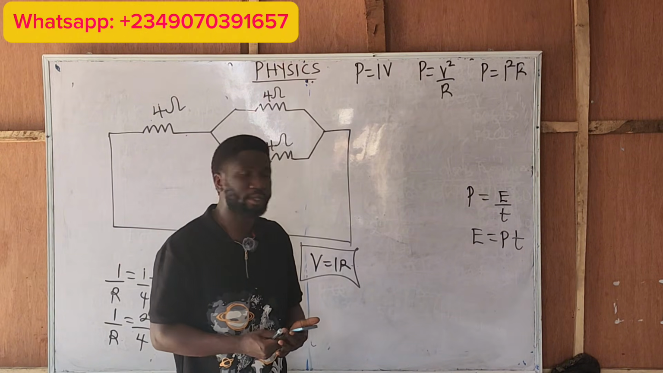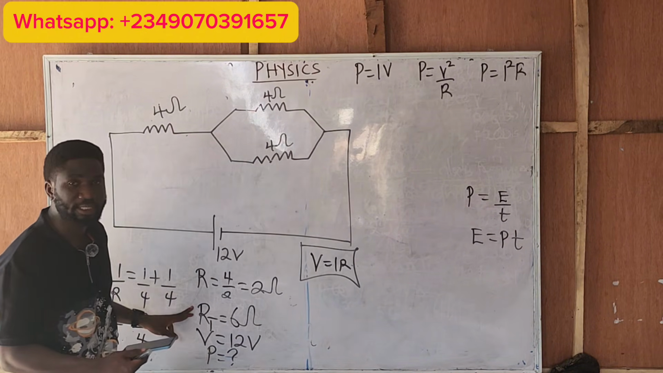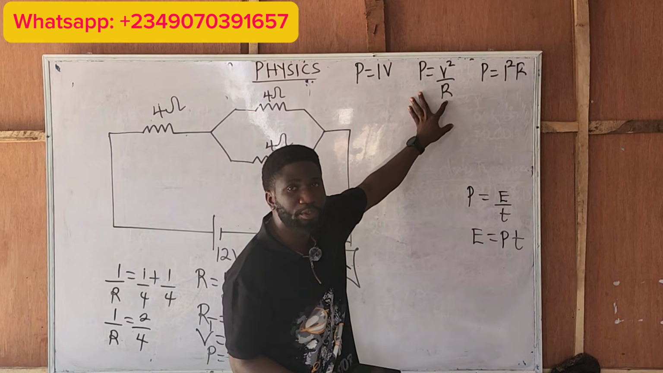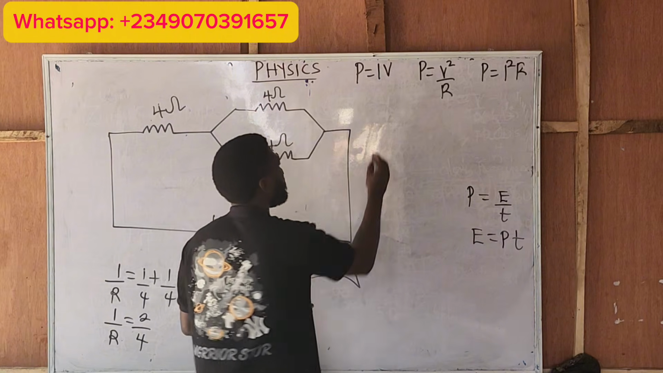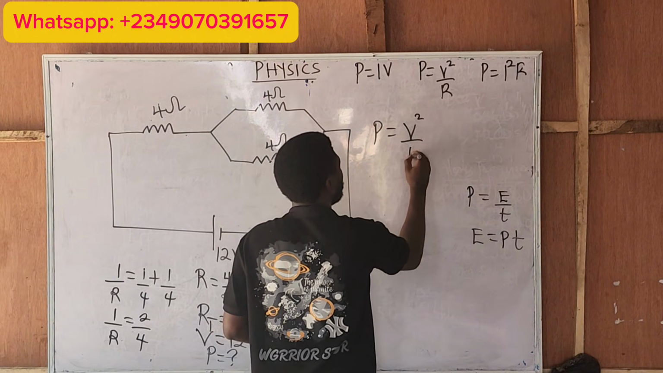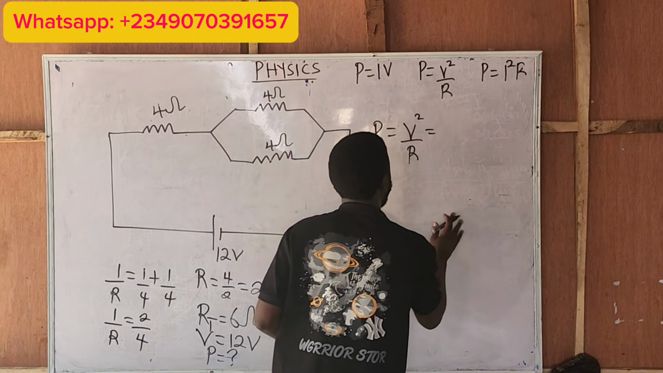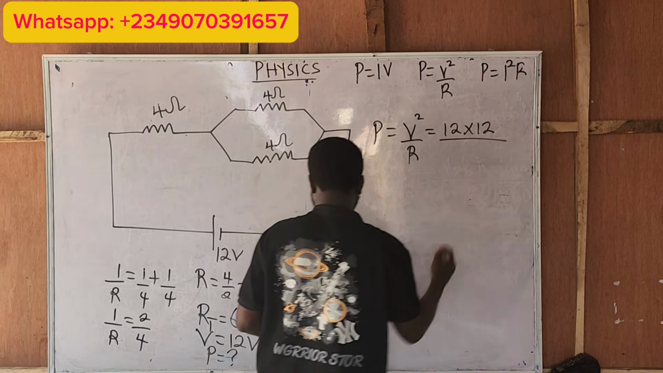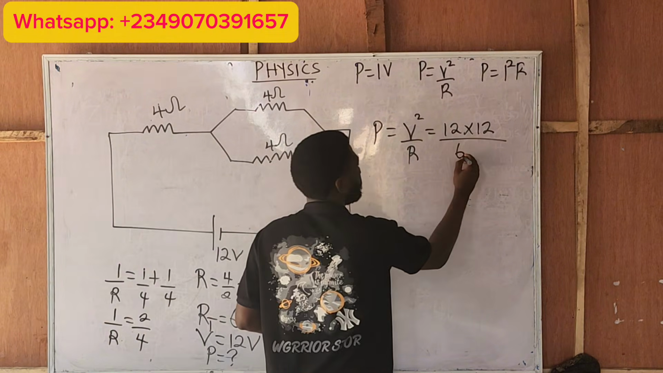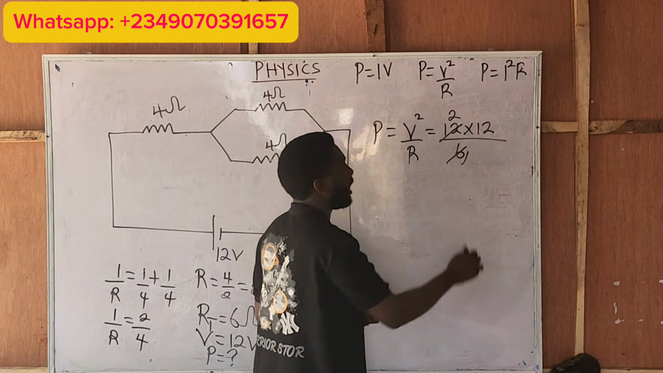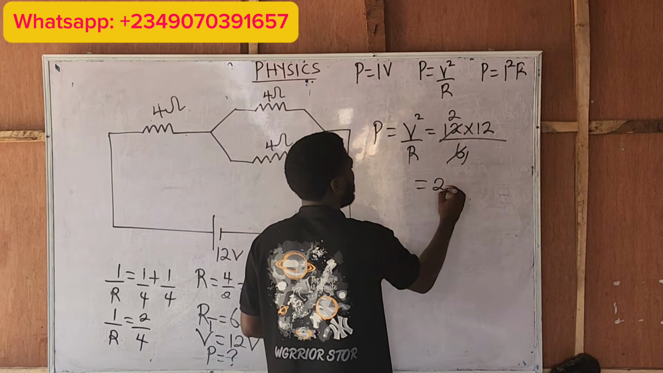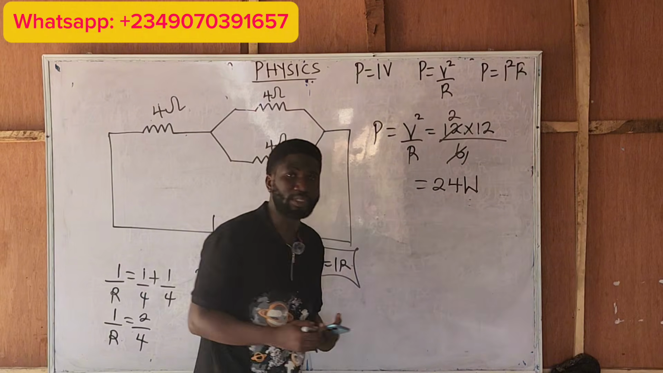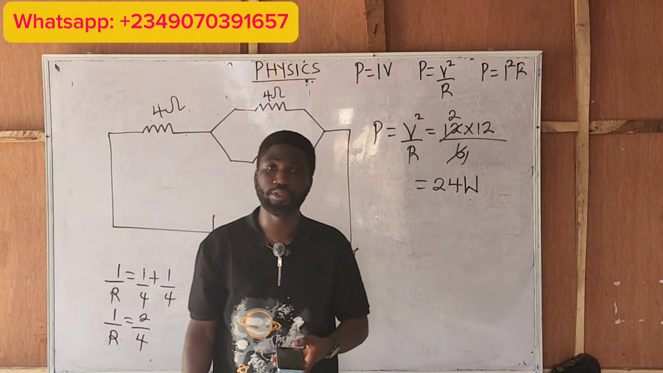But we are told to find the power, and we have the value for the resistance and the value for the voltage. So the right formula I can use here is the second one, which is P equals V squared over R. What is the value for the voltage? That is 12. I'm going to have 12 times 12 divided by the resistance, which is 6. 6 here, 1, 6 here is going to give us 2. And 2 multiplied by 12 will give us 24. The unit of power is watt. So the answer there is 24 watts, which is option B.